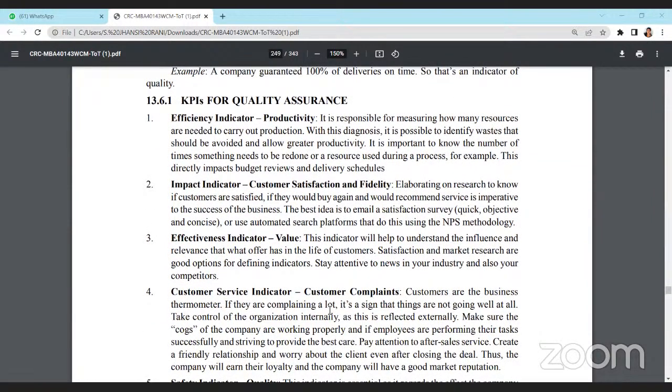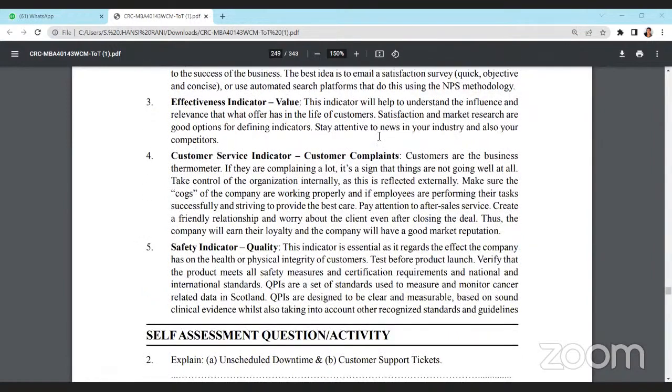And next we have the impact indicator. Under this we have customer satisfaction and feasibility. Research is needed to know if customers are satisfied, if they would buy again, and if they would recommend. Service is imperative to the success of the business. The best idea is to email a satisfaction survey, or use automated survey platforms that use the NPS methodology. Next, we have the effective indicator value, and this will help to understand the influence and relevance that what we offer has in the life of customers.